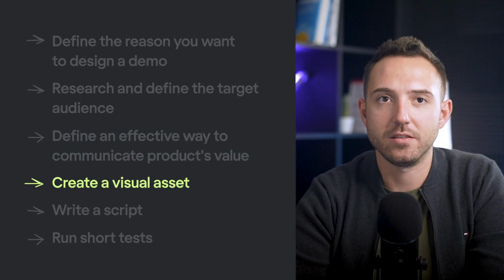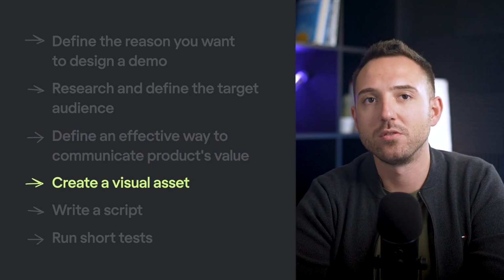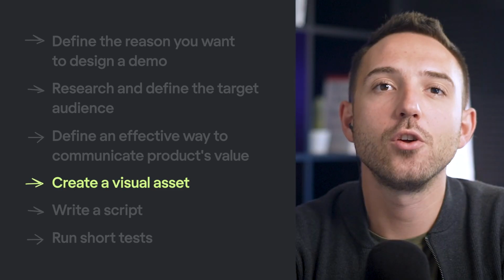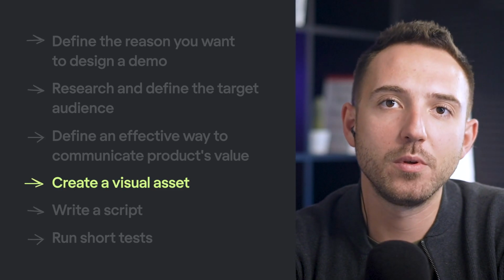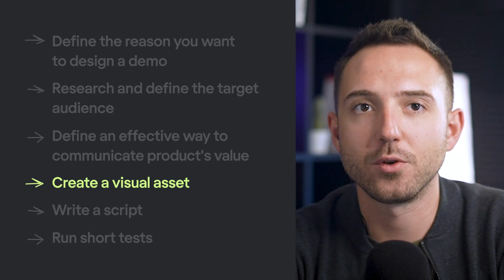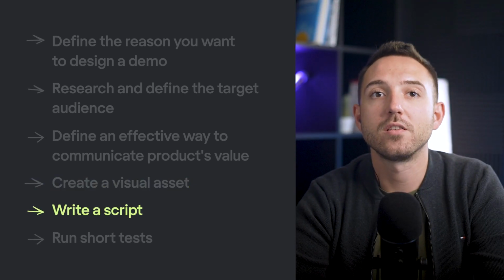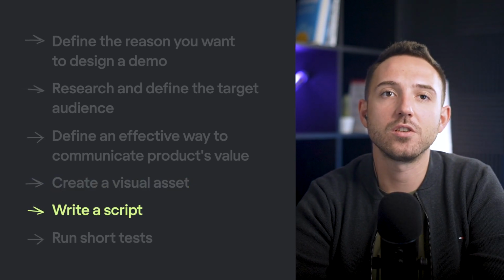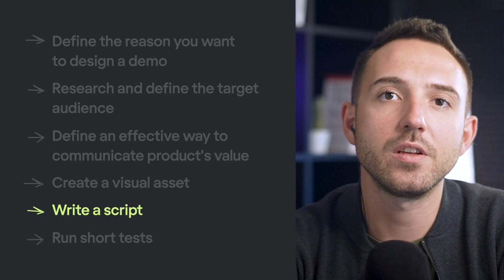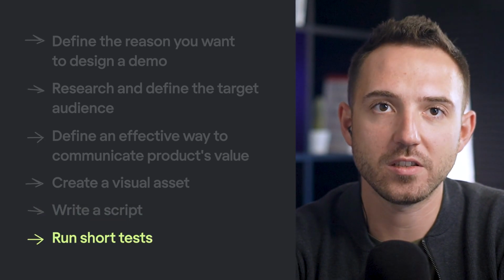Create a visual asset. The design should be engaging and memorable as it's intended to sell your product, but don't focus on details too much. You need to build it fast and it's not the final version of your product. The next point is to write a script that clearly communicates your mission and sells your idea well. The final thing to mention, don't forget to run short tests before bringing your demo to the market. And remember, all you need from design at this stage is to ensure it helps the viewer imagine what they could achieve if they have your product.